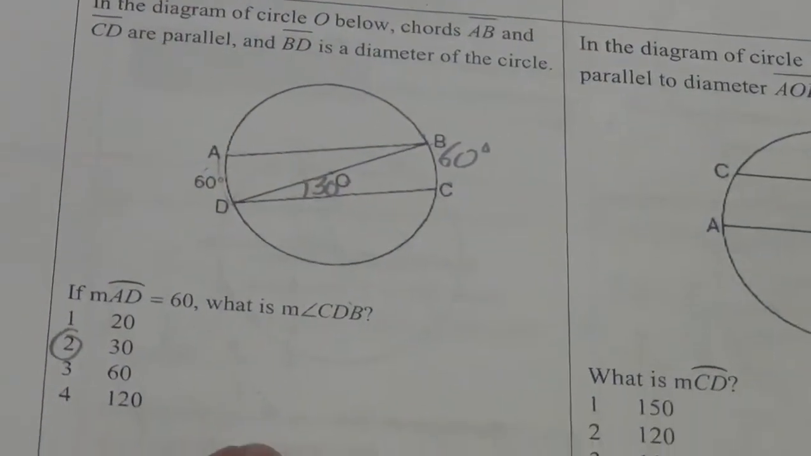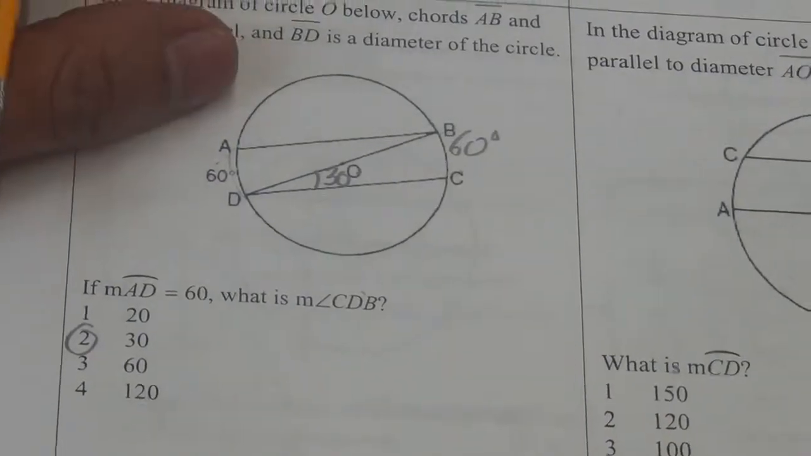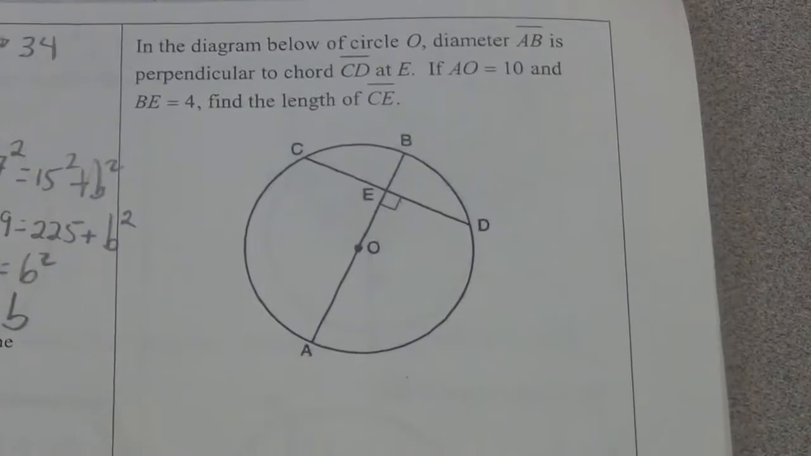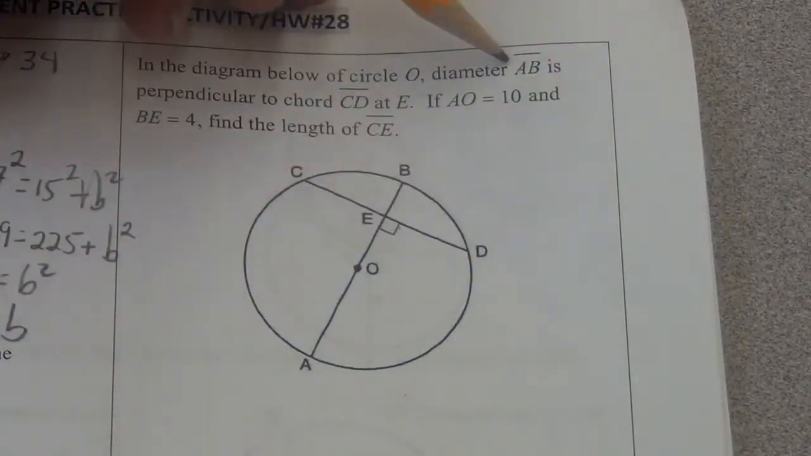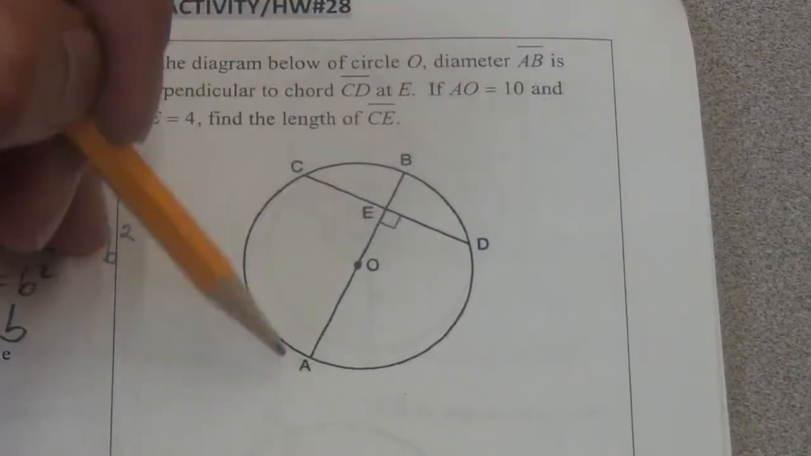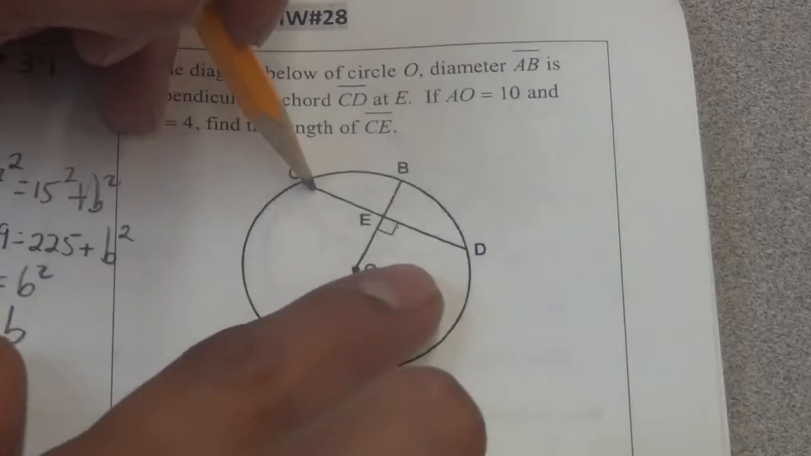So the measure is 30. Cool. Okay, let's go on to the next problem right here. In the diagram of circle, we have a diameter that is perpendicular. You know what perpendicular means right here: this chord gets bisected.